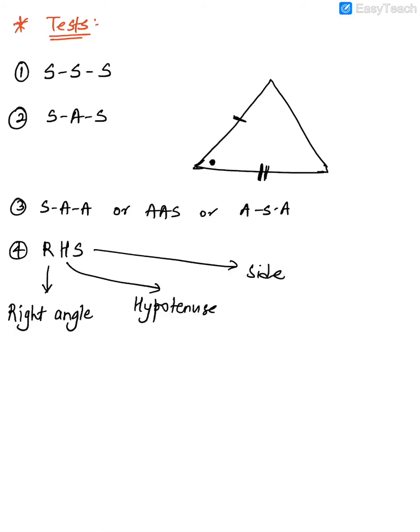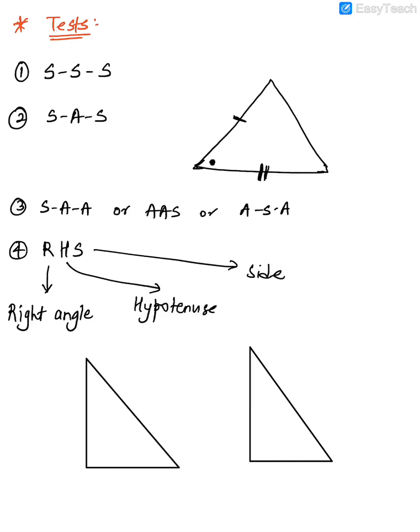Like say for example, I'll give you one example here. Say I've got a triangle here, and this is another triangle. Now let's name this, say this is LMN.